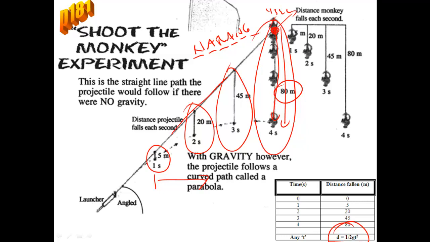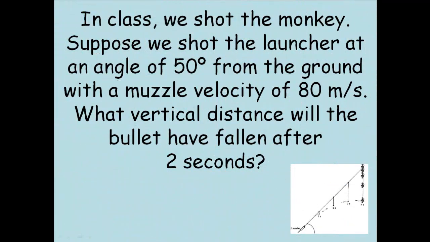So here we go. Let's do some calculations this time. We actually did this in class. We shot the monkey. Suppose the launcher down here was at an angle of 50 degrees from the ground. The muzzle velocity is 80 meters per second. What vertical distance would the bullet have fallen after 2 seconds?